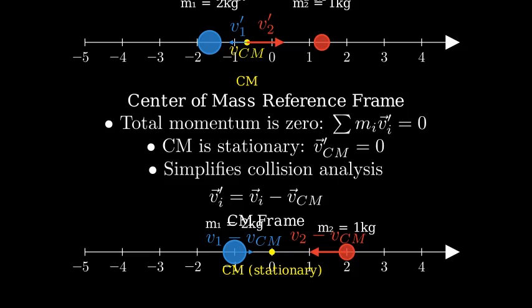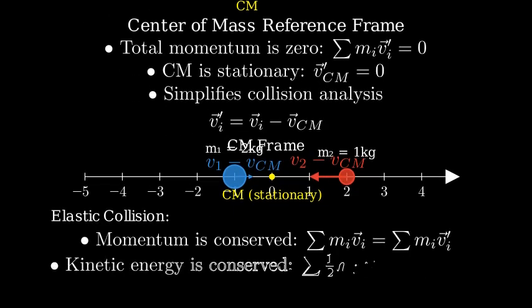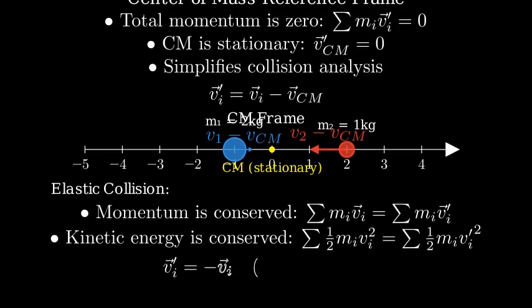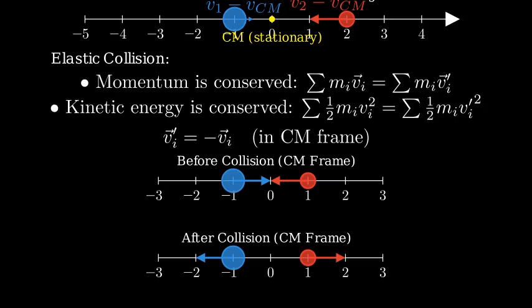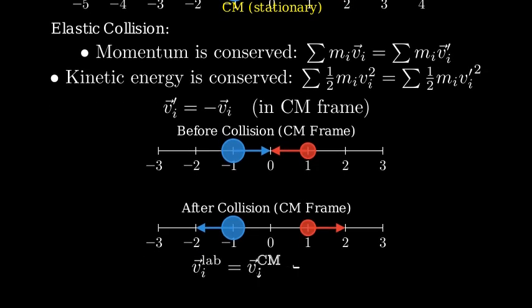The CM frame is particularly useful for elastic collisions. In an elastic collision, both momentum and kinetic energy are conserved. In the CM frame, an elastic collision simply reverses the velocities of all objects. After solving the problem in the CM frame, we can transform back to the original frame by adding the CM velocity back to all object velocities.